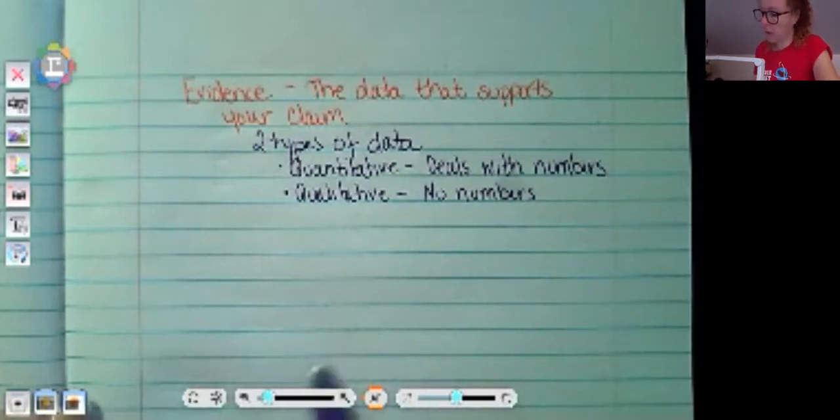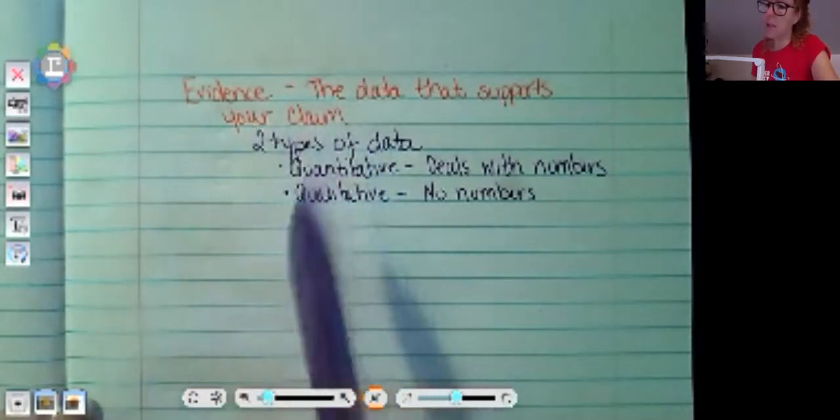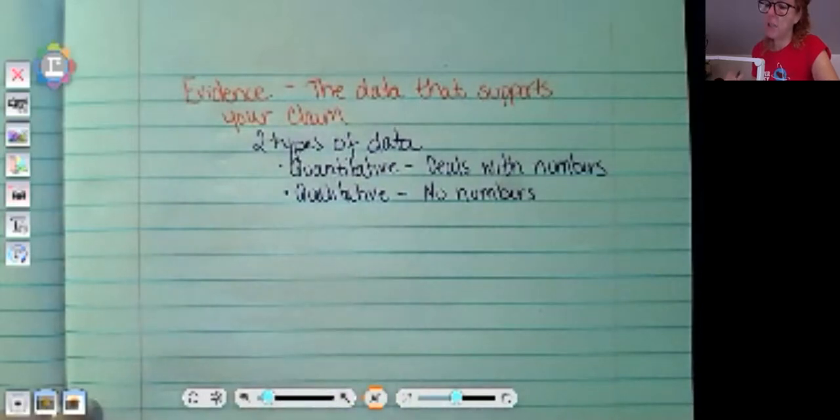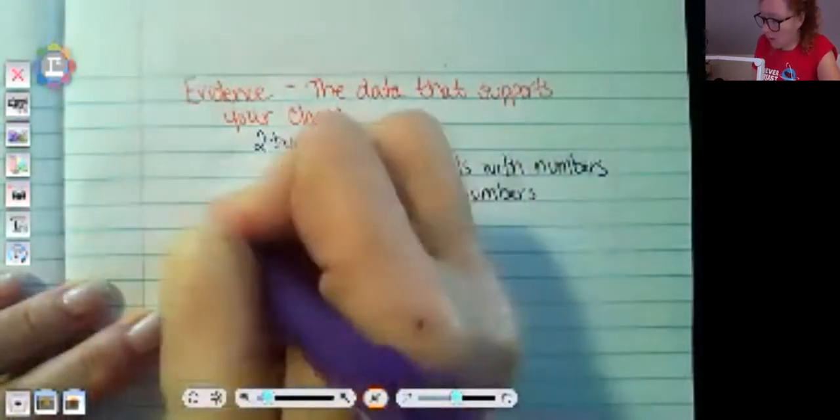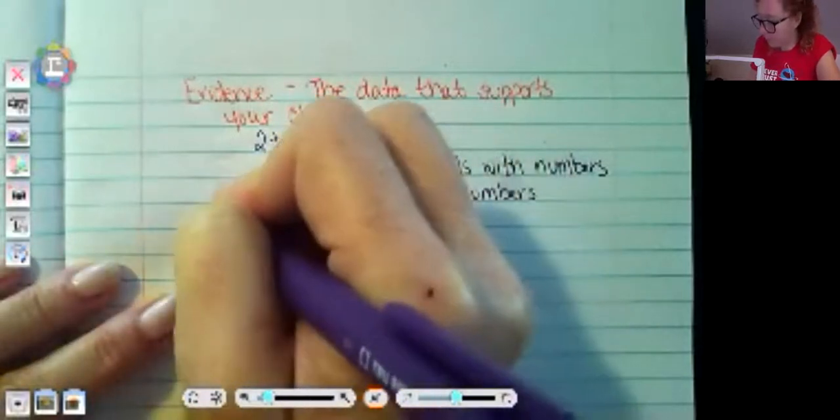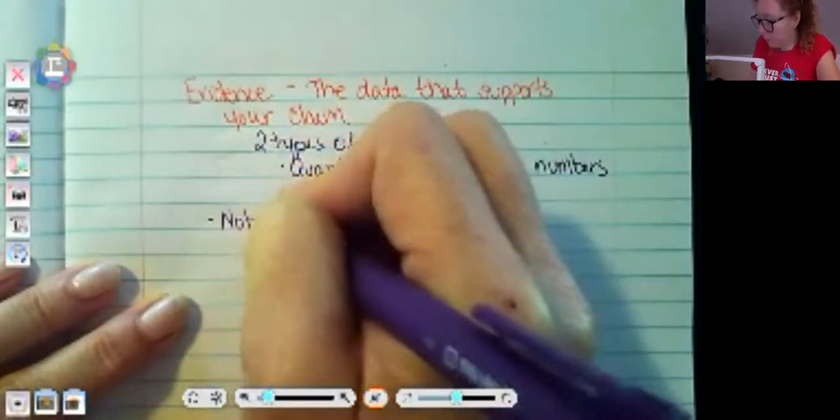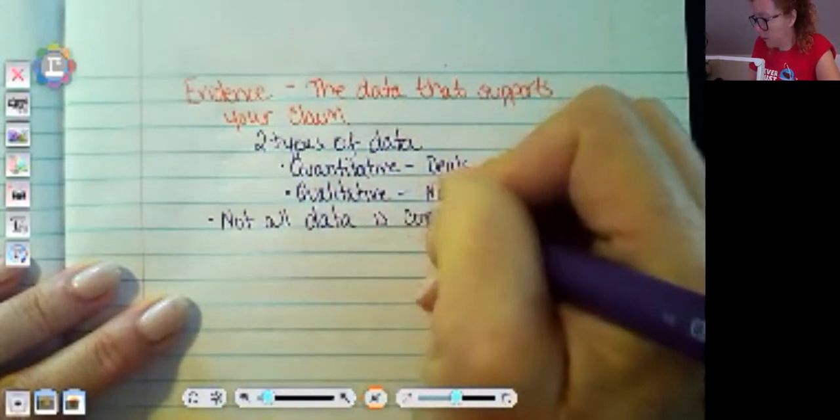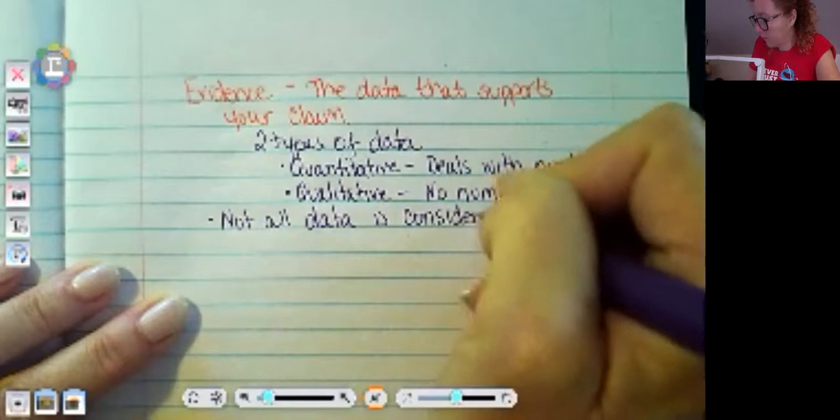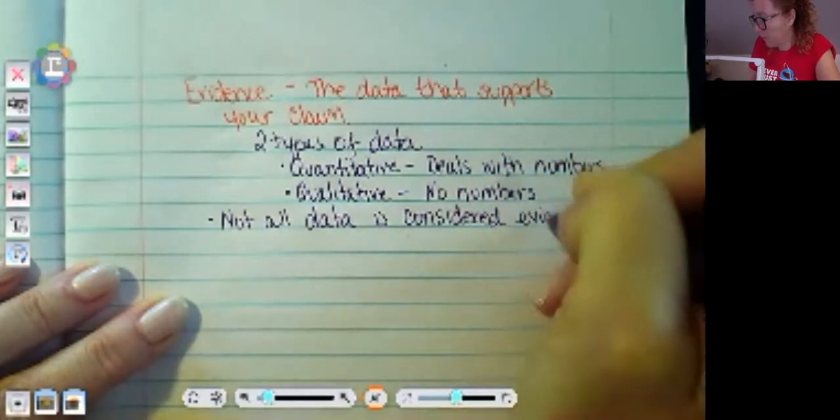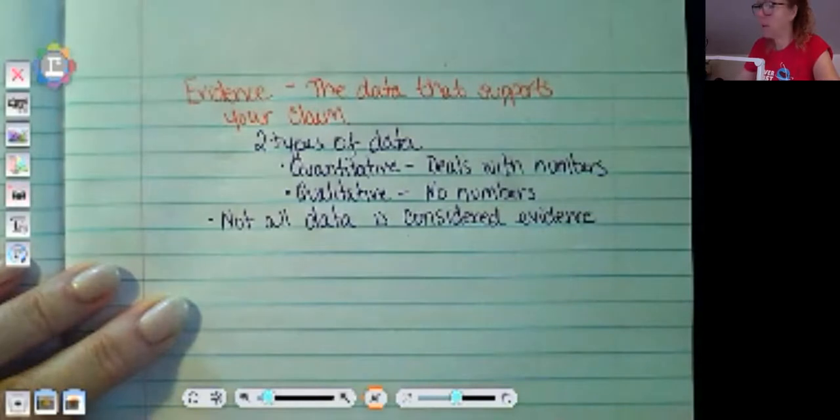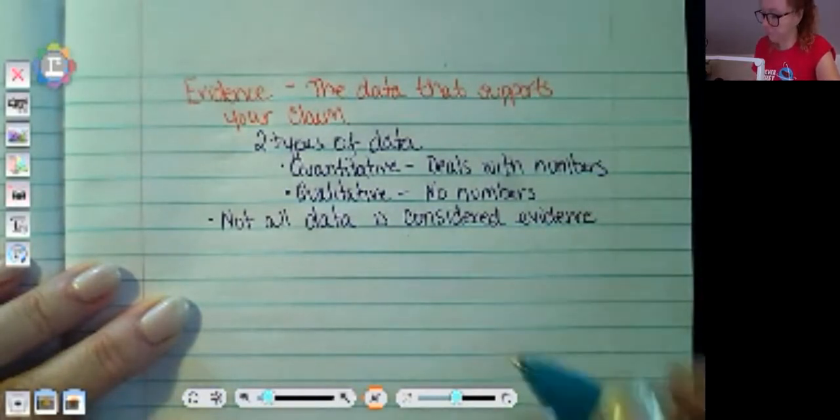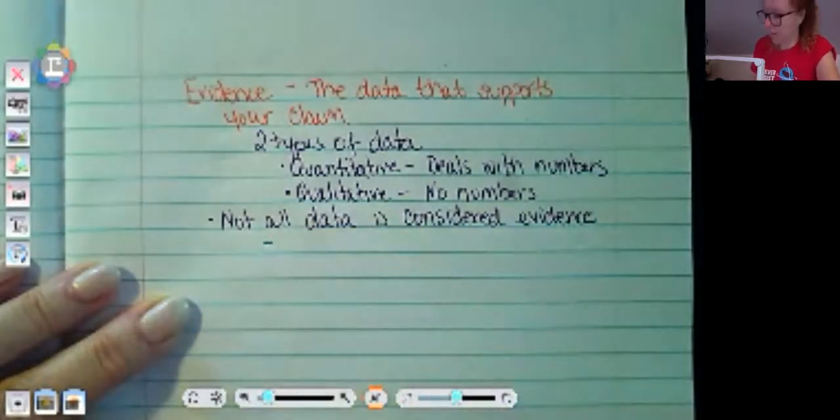So when you are writing your evidence, it needs to be sufficient enough, and it needs to be relevant. It needs to relate to your claim. So not all data is considered evidence. So what I mean by that is, is it relevant?